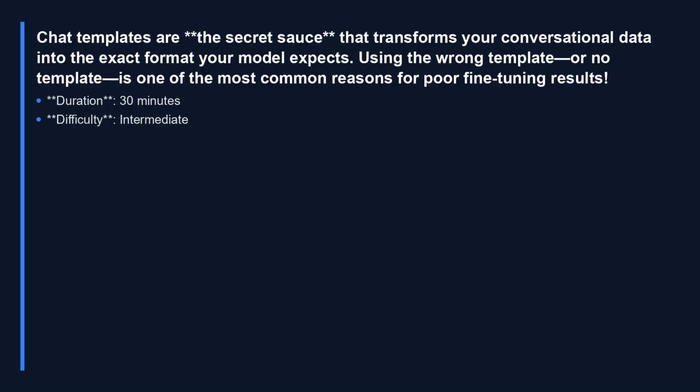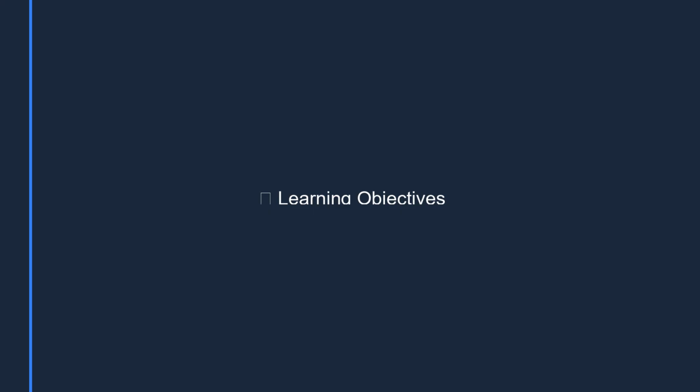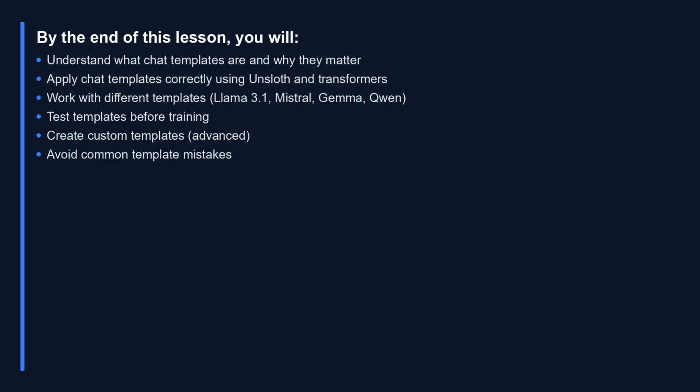This lesson runs about 30 minutes and sits at an intermediate level, so expect real code, real decisions, and real consequences if you get it wrong. Learning objectives. By the end of this lesson, you'll understand what chat templates actually are and why they exist. You'll be able to apply them correctly using both Unsloth and the Transformers library. You'll know the differences between the major template families, Llama 3.1, Mistral, Gemma, and Qwen, and you'll be able to test a template before you commit it to a training run. We'll also touch on building custom templates for edge cases.